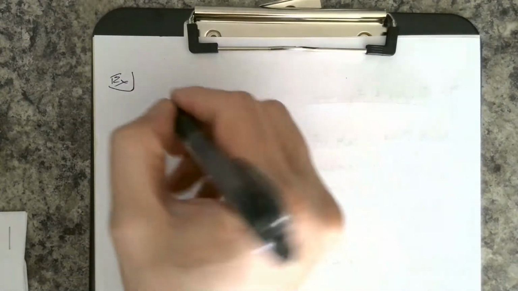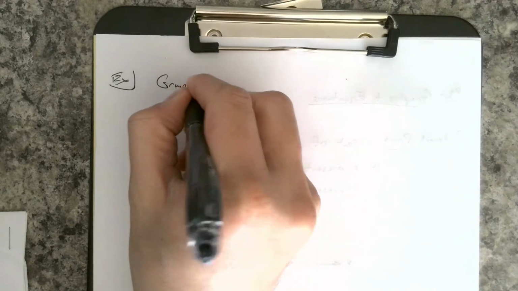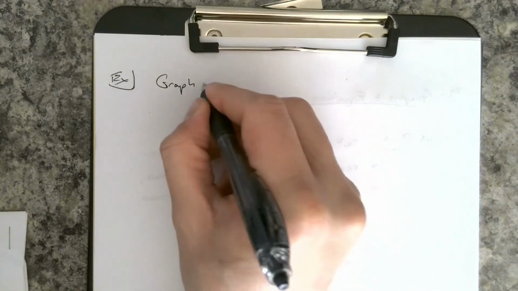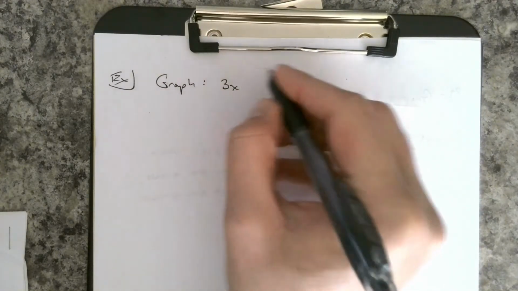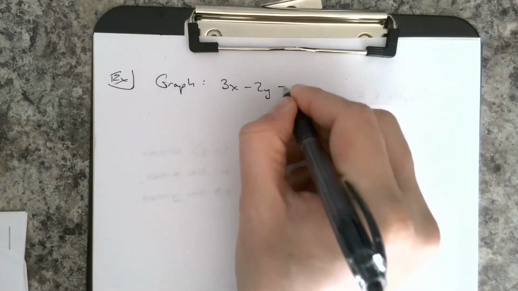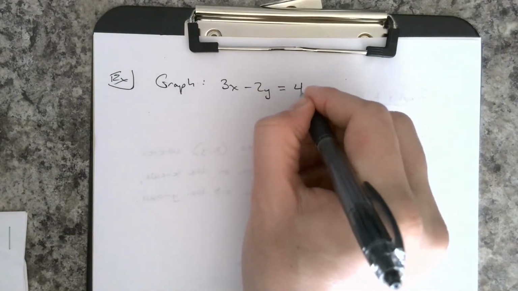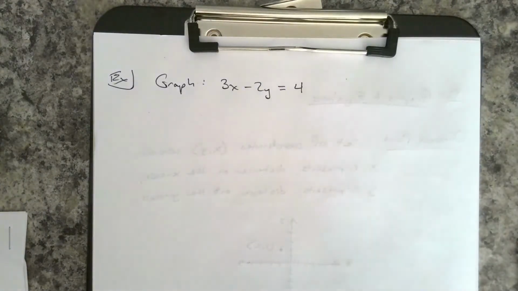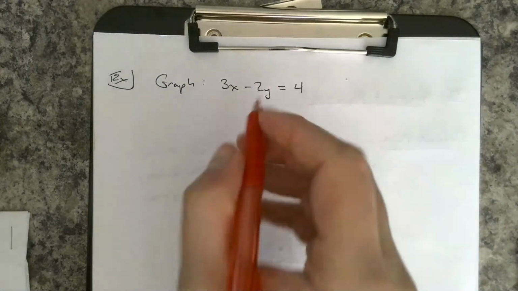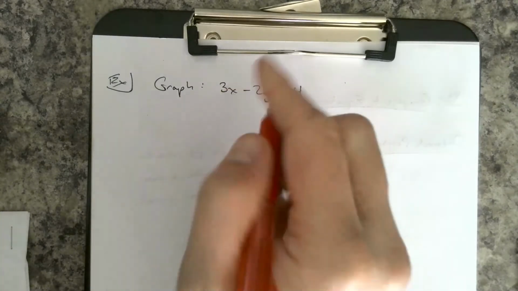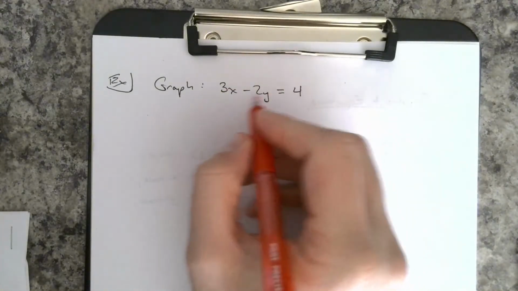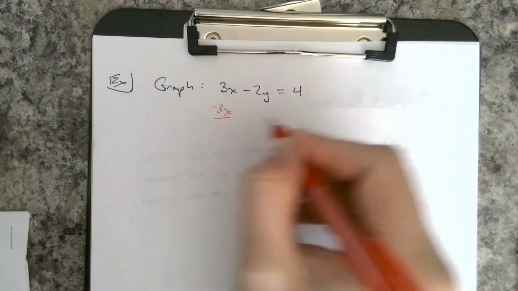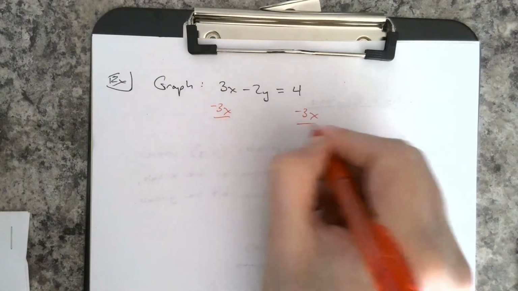For this next example, if I said to graph 3x minus 2y equals 4, the first thing to notice is that we don't have the y equals mx plus b form, but we can get into that form. The first way we'll do that is to isolate y on the left side. So I'll subtract 3x from each side to isolate the y term.